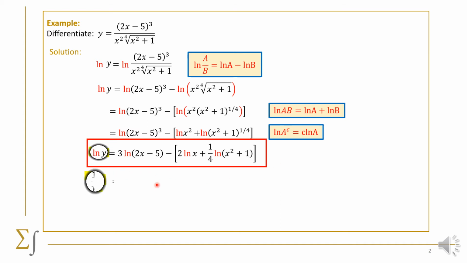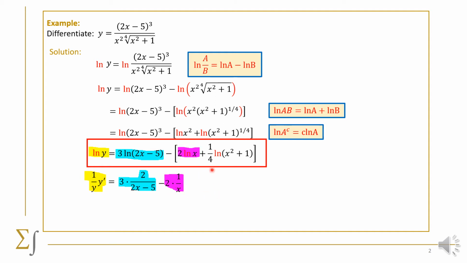What's the derivative of the left-hand side? Yes, the derivative of ln y is 1 over y times y prime. Now let's move to 3 ln(2x minus 5). What's the derivative of 3 ln(2x minus 5)? The 3 is outside. Here I have 1 over inside times the derivative of inside, which is 2. So we get for the first term 3 multiplied by 2 over 2x minus 5. Now we move to this term, minus 2 ln x. Yes, it is minus 2 over x.